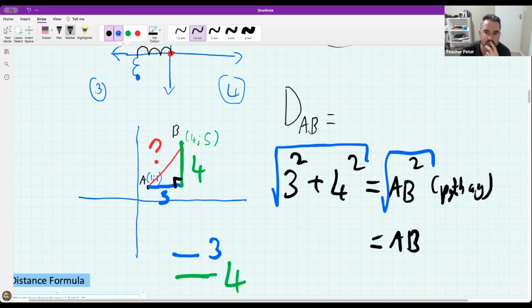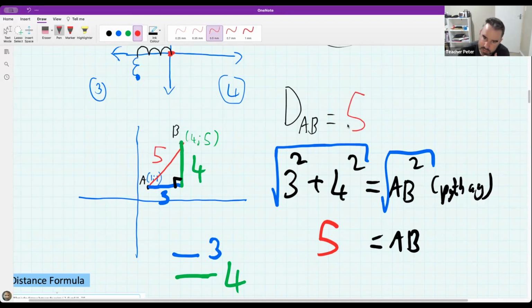So what are we going to get for my length for AB? Well, 3 squared is 9, 4 squared is 16. The square root of, well, what's 9 plus 16 is 25. So this is 5. Oh, but that makes sense because there's a Pythagorean triple. And so we know that this distance between A, B is 5.